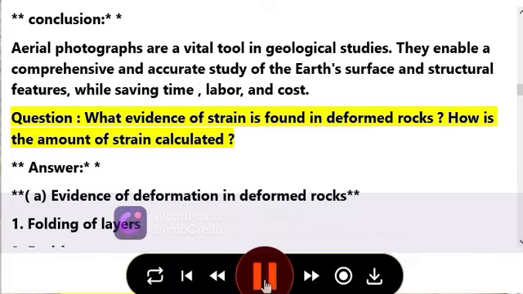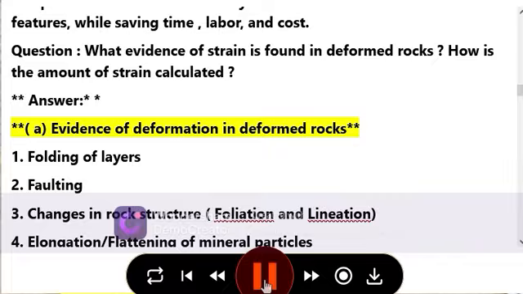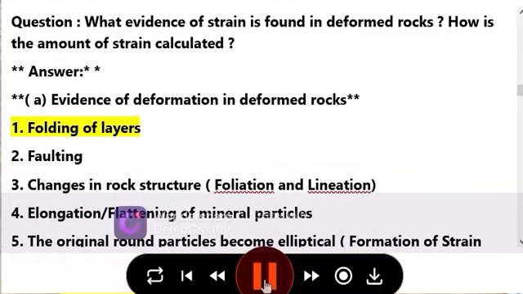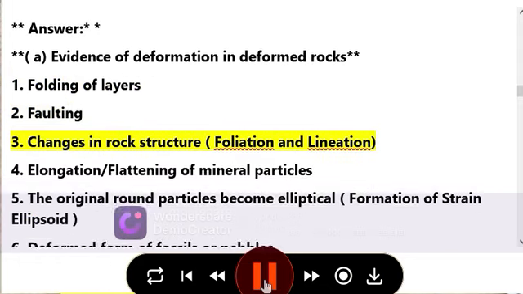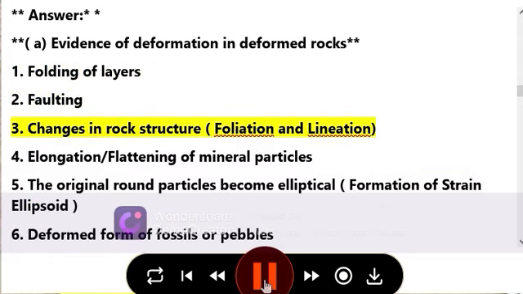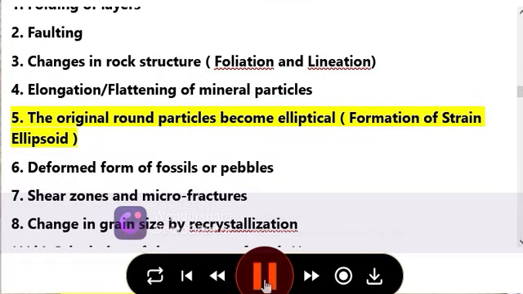Question. What evidence of strain is found in deformed rocks? How is the amount of strain calculated? Answer. A. Evidence of deformation in deformed rocks. 1. Folding of layers. 2. Faulting. 3. Changes in rock structure, foliation and lineation. 4. Elongation, flattening of mineral particles.